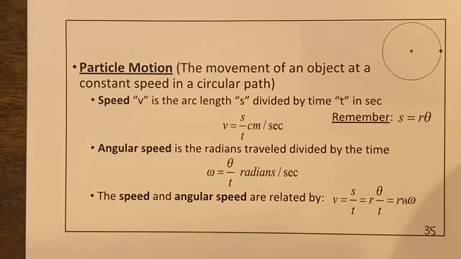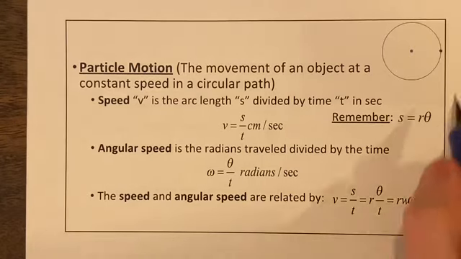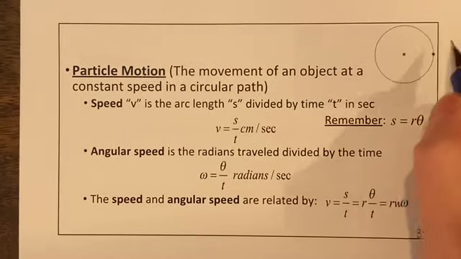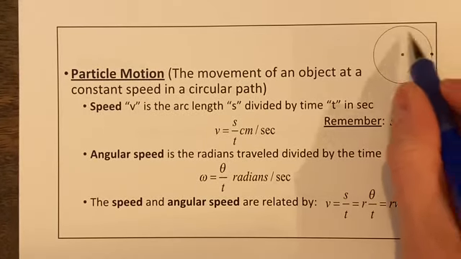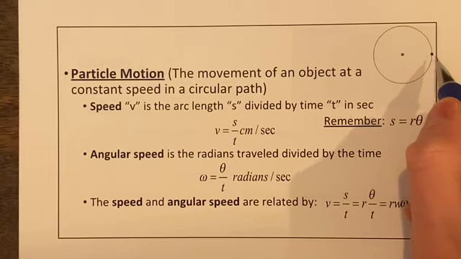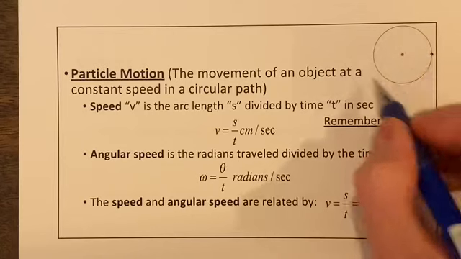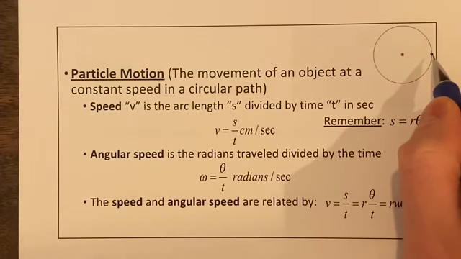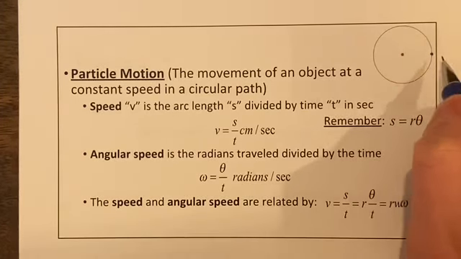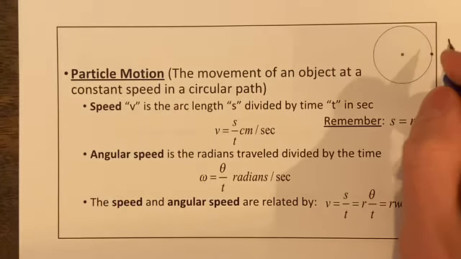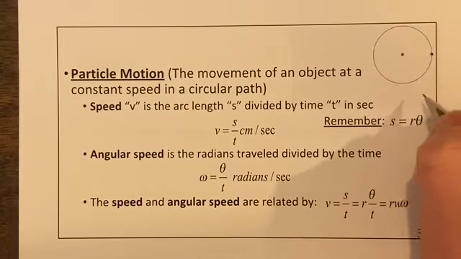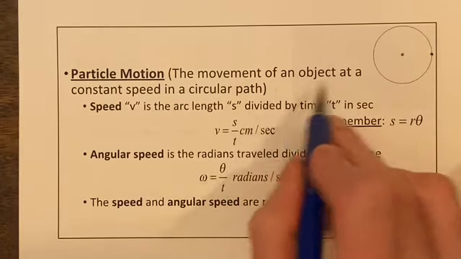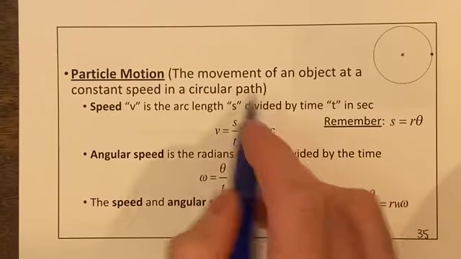Slide 35 starts talking about particle motion. So an object on this circle moves or rotates around this center point. We could talk about a circular track that someone could run around, or if you have a ball at the bottom of a cup and you're rotating it around the bottom of the circle, then we can talk about particle motion as it perfectly rotates. We couldn't really use planets as much because planets have an elliptical orbit rather than a circular orbit. But it says the movement of an object at a constant speed in a circular path. So that's particle motion.